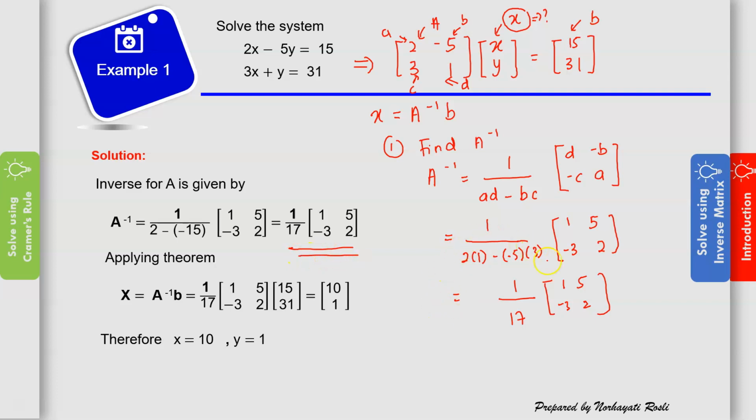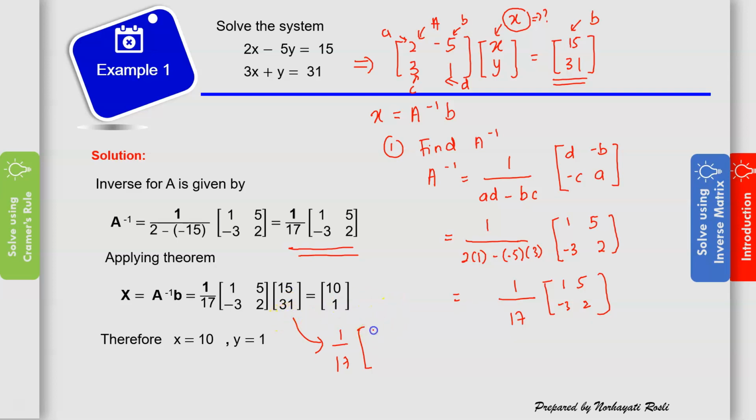And then how can we solve this? We need to apply our previous formula, x equal to A inverse B. Our A inverse we already got from here. So we have 1 over 17, the matrix 1, 5, negative 3, 2, times B. What is B? You can get B from the question, which is given by 15 and 31. When I multiply this part, I get 1 over 17 times this matrix times this vector. You have to refer back to the introduction slide.